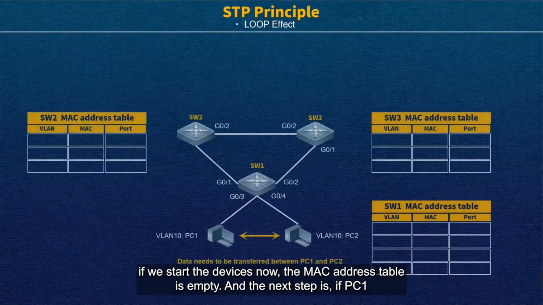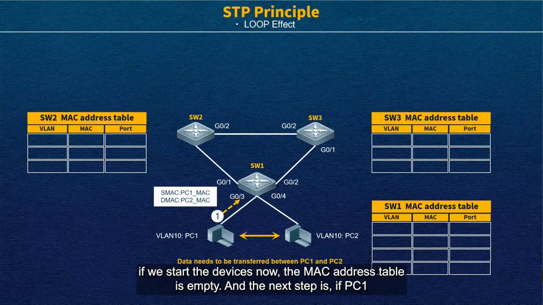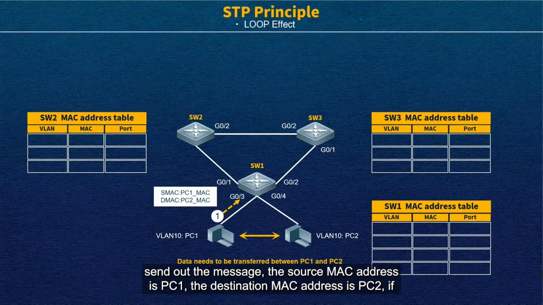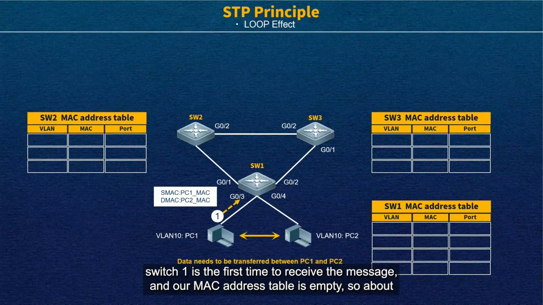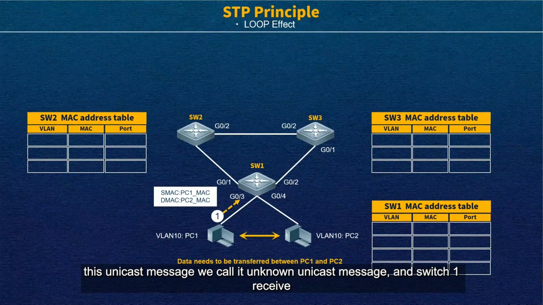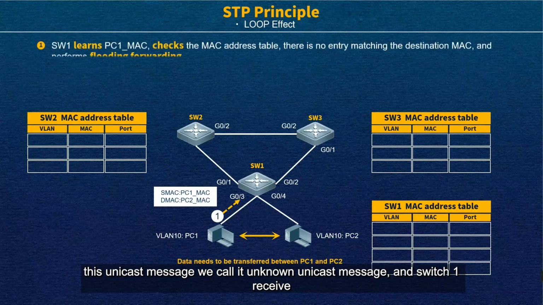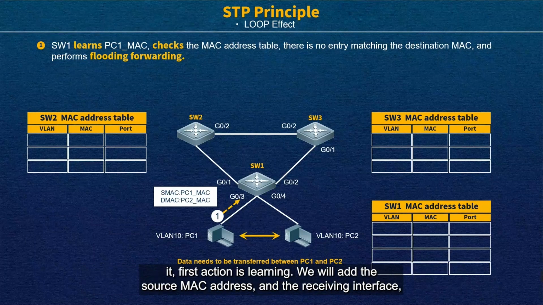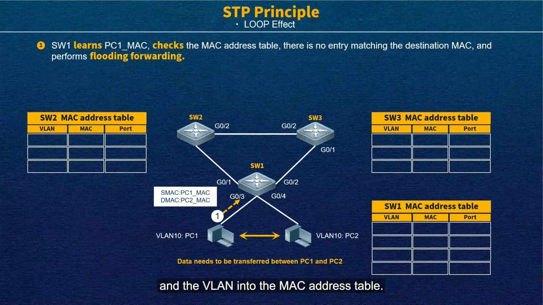And the next step is, if PC1 sends out the message, the source MAC address is PC1, the destination MAC address is PC2. If switch 1 receives the message for the first time and our MAC address table is empty, so this unicast message we call an unknown unicast message. And switch 1 receives it, first action is learning. We will add the source MAC address, the receiving interface, and the VLAN into the MAC address table.